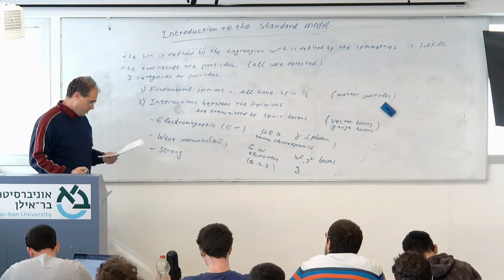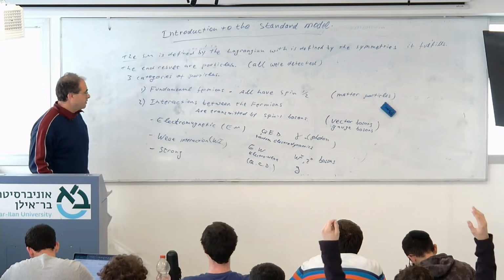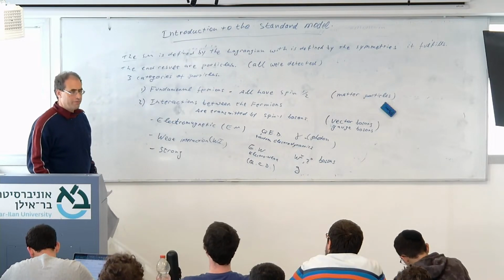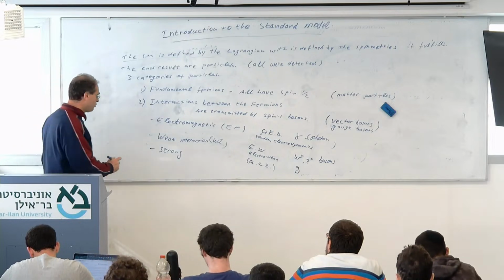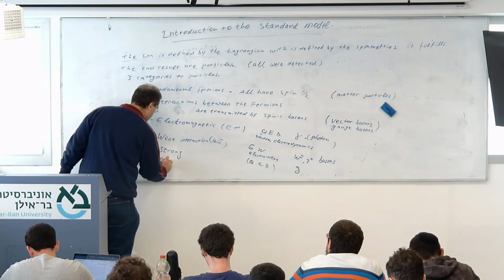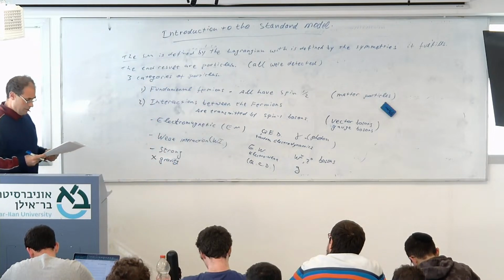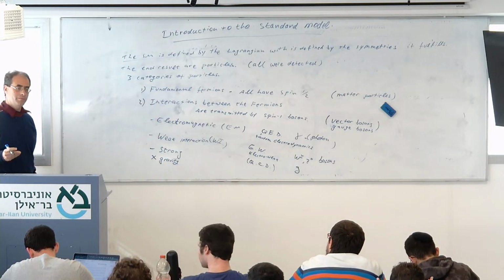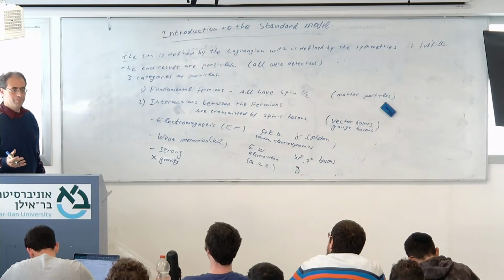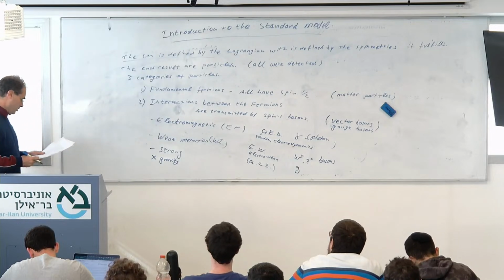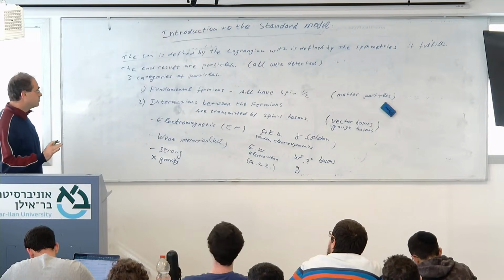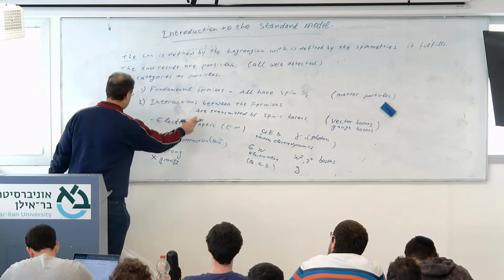Now, what don't we have? Gravity, right? Gravity is not here, so no gravity. But if there were, how would you call the particle? Graviton. They would have spin too, right? But it's not here.